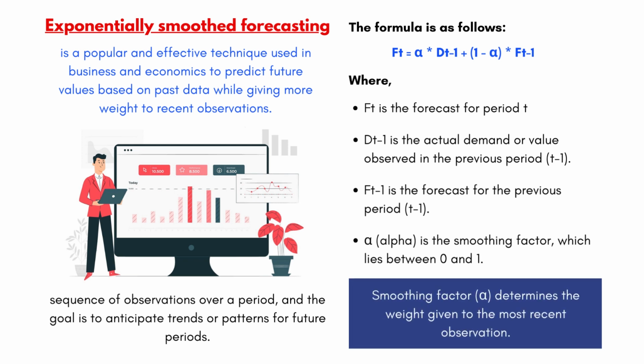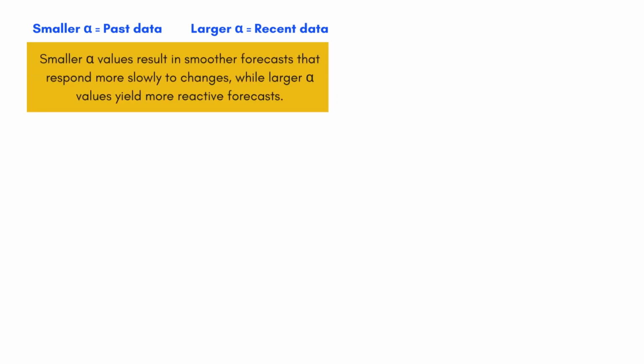The smoothing factor, alpha, determines the weight given to the most recent observation. A smaller alpha places more emphasis on past data, while a larger alpha gives greater importance to recent data points. Choosing the appropriate alpha is critical, as it affects the responsiveness and accuracy of the forecast. Smaller alpha values result in smoother forecasts that respond more slowly to changes, while larger alpha values yield more reactive forecasts.